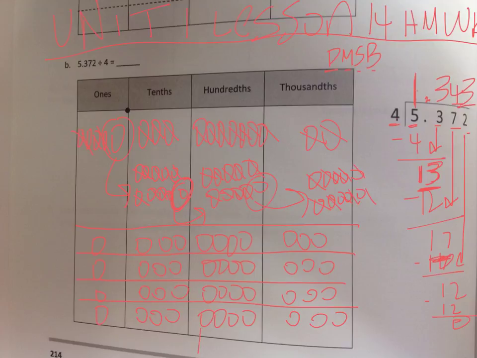And you can see now that my final answer of 1.343 can be mirrored down here. I can mirror it with 1 one, 3 tenths, 4 hundredths, and 3 thousandths. So those answers match. And that's a little of how we were doing this today.